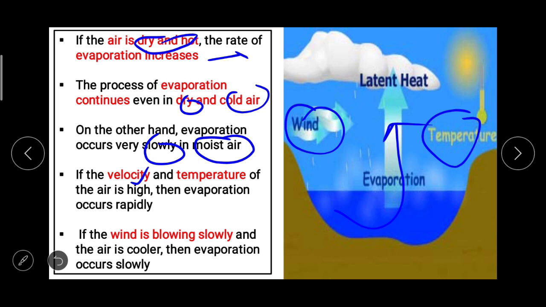Here you can see wind, temperature and evaporation. Now you have to keep this in mind. If the air is dry and hot, then the rate of evaporation increases. If it is dry and cold, the process of evaporation still continues. If the air is moist, then evaporation occurs very slowly. If velocity and temperature of the air is high, evaporation occurs rapidly. And if the wind is blowing slowly and the air is cooler, evaporation occurs slowly. This is very important to learn. You can write that if air is dry and hot, then evaporation increases. In this way, in the form of a formula, you can keep this in mind.